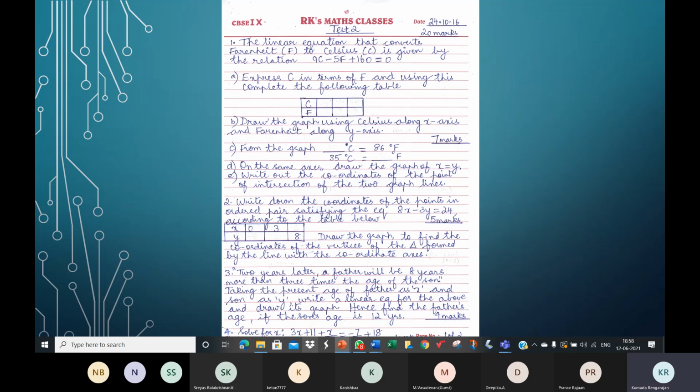I was telling you that when it's given 3 times the age of the son, at that time it will be... Because they're talking about 2 years later, you must take father's age and son's age as x plus 2 and y plus 2, not the present ages, because they're not talking about the present ages. If it is 3 times the present age of the son, it will be mentioned. When they're talking about 2 years later, you must take the father's and the son's age 2 years later only. If they're talking about the present ages, the word present will be mentioned.